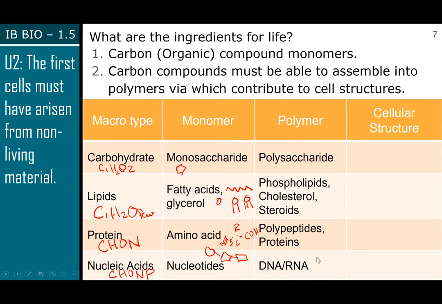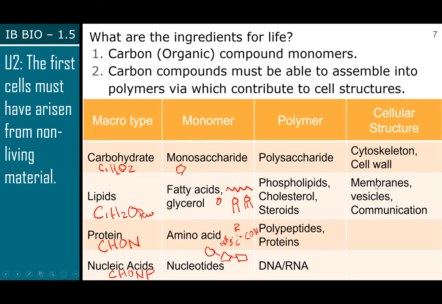And now each of these are a part of different cellular components, right? So we have the cytoskeleton and the cell wall that are composed of carbohydrates. We've got cell membranes and vesicles, and communication, right? Cell communication. We'll talk more about that later. And then proteins are used in cell membranes. We have those transmembrane proteins. We also have a lot of enzymes here, right? Enzymes are really important to different cellular functions. They're not their own structure, but they're super important. And then we have cellular structure, DNA and RNA, right?